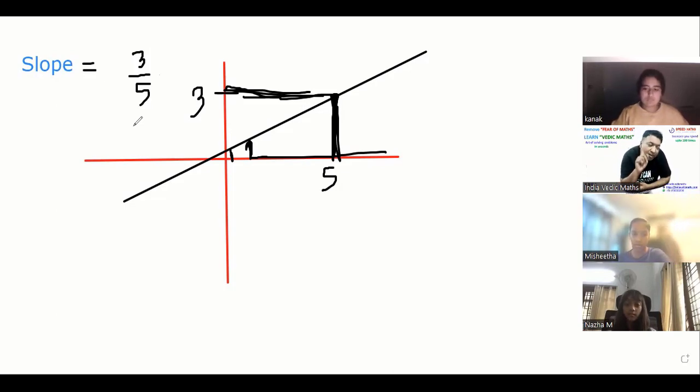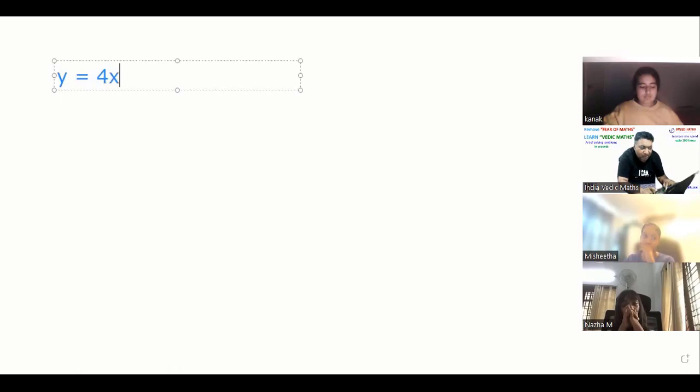Yes, Mishita, one second. I am going to give an equation and then we'll find the slope of this question. How to find the slope of a straight line. Before that, Mishita, ask your question. Oh, I just wanted to ask, is this similar to gradient? Gradient and slope are same, different name. So how do we find the slope? Suppose the question says y equals 4x plus 3. Find the slope of the line.